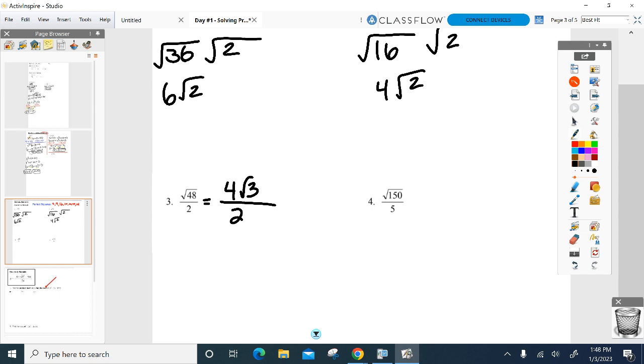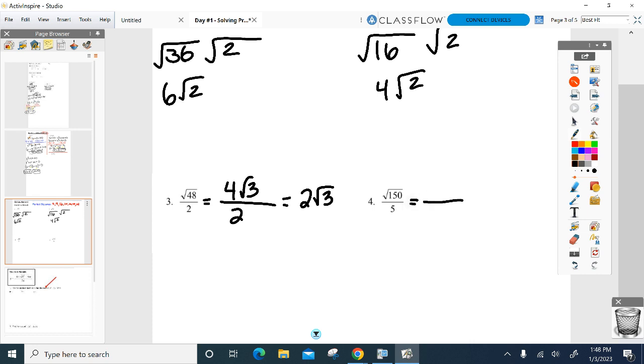You just can't divide a radical and a number. I can divide 4 over 2. So this will reduce down into 2 radical 3. So that's what I'm going to have to do first, is break down the radical and see if I can divide. Number 4, again, I can't divide these two. One's underneath the radical and one's not. Not going to happen. But I can break down square root of 150.